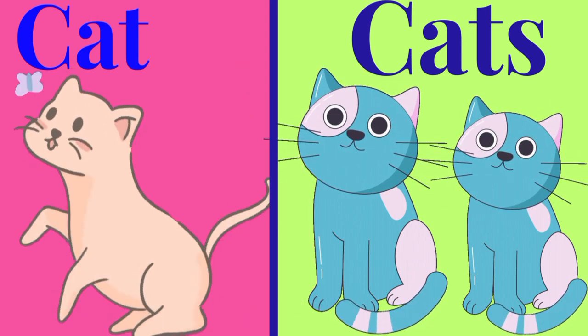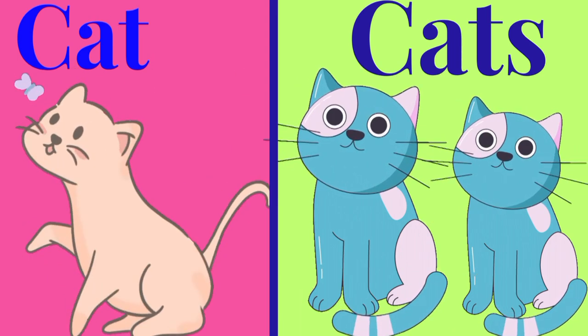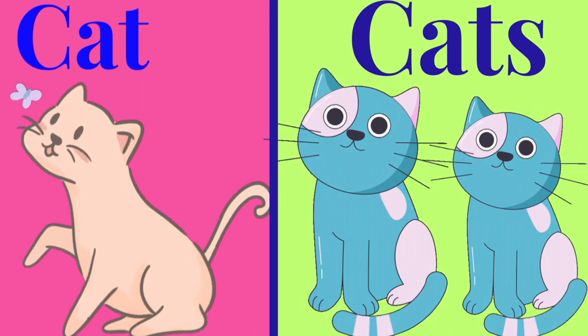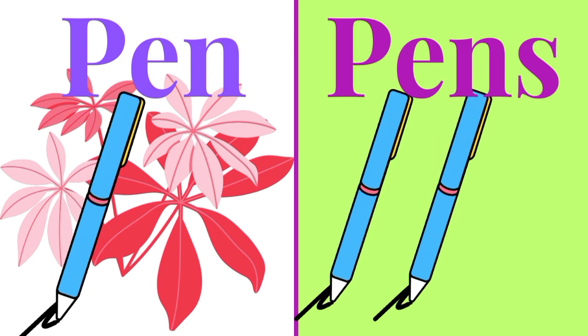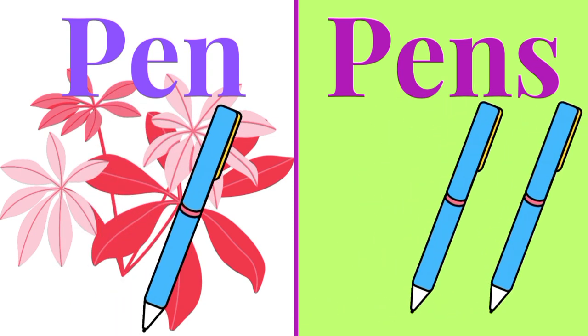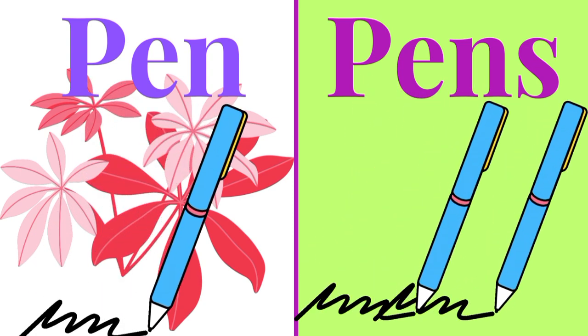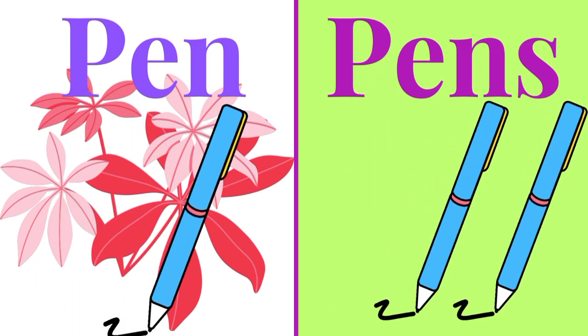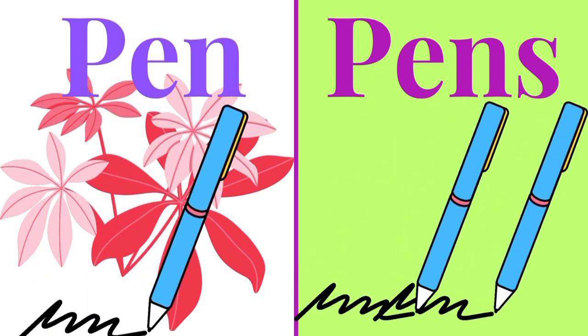Let's see some more examples. Cat. One cat. CAT, cat. Two cats. CATS, cats. One pen. PEN, pen. Many pens. PENS, pens.